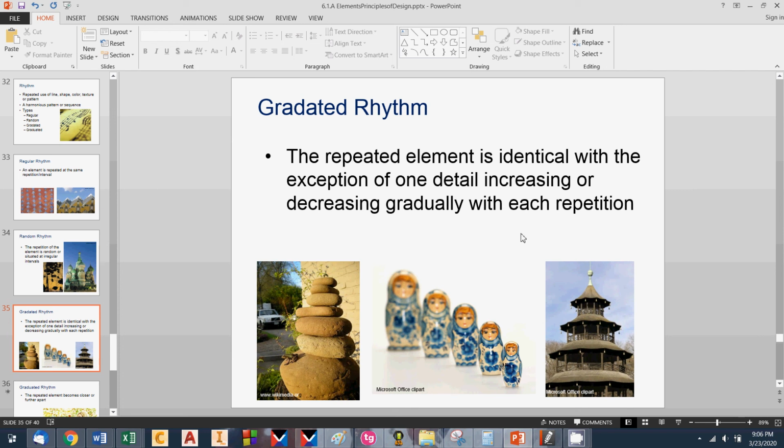But you could have a gradiated rhythm where you're gradually changing the color or the hue of something, or some other element of design could be gradually changed throughout a gradiated rhythm.